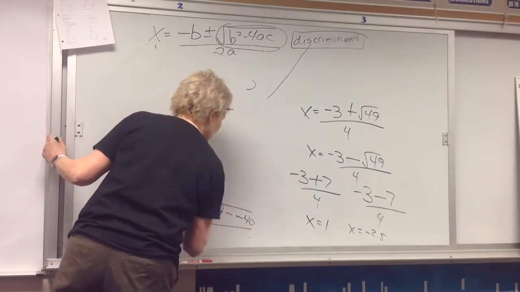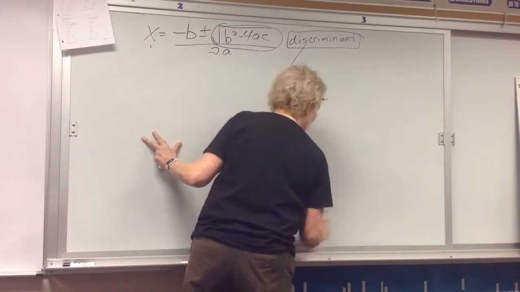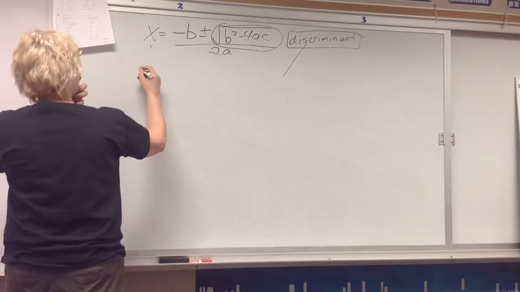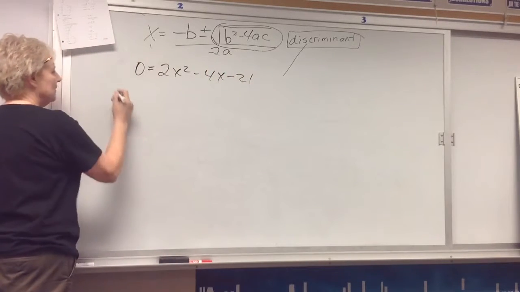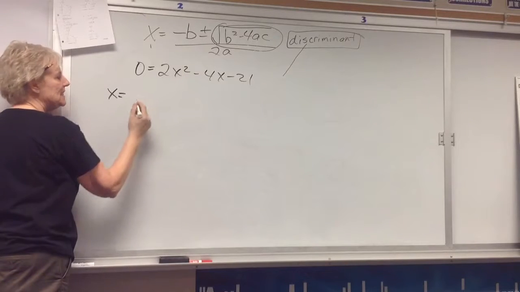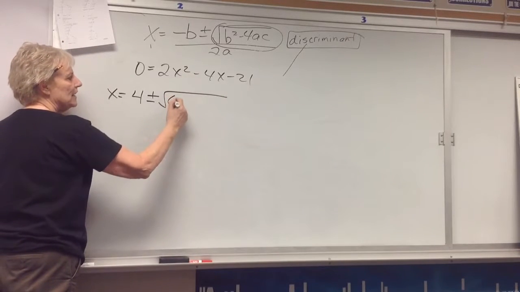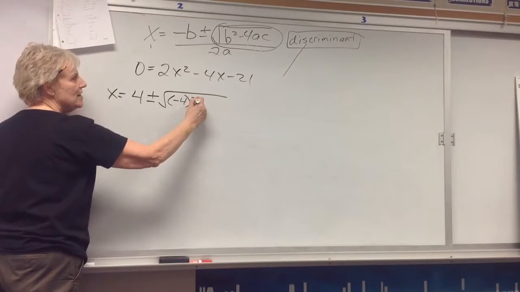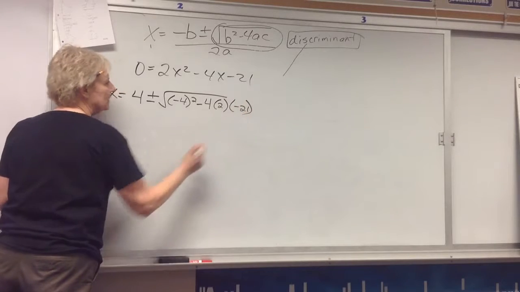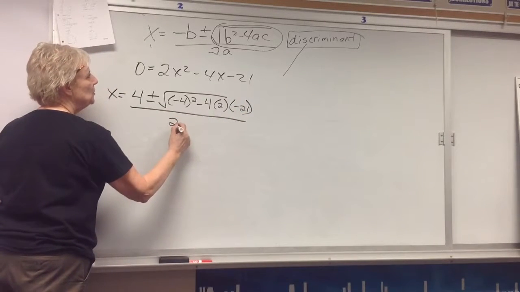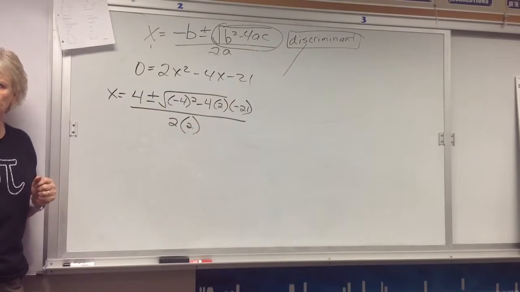Okay, I'm going to do another one for you, show you one that's really ugly, because you don't get a perfect square. I want to show you what to do about it. Let's say we have 0 equals 2x squared minus 4x minus 21. x equals the opposite of b, 4, plus or minus the square root of negative 4 squared minus 4 times 2 times negative 21, all over 2 times 2. Half credit just to get those numbers right.